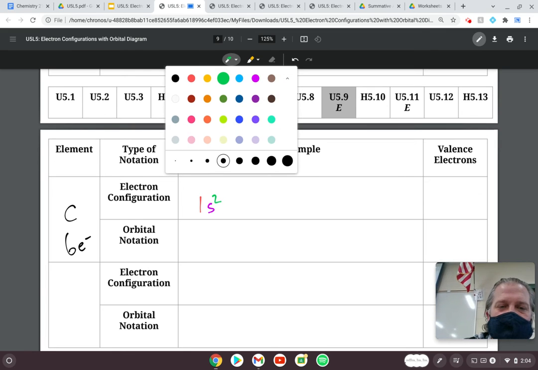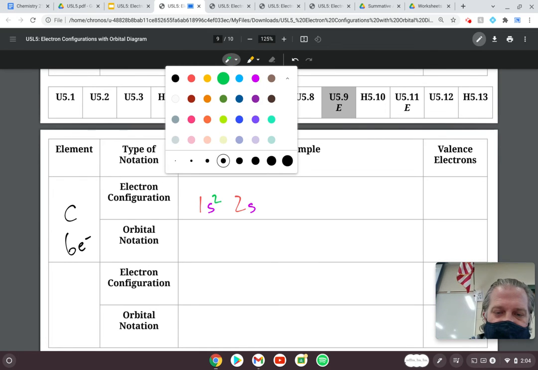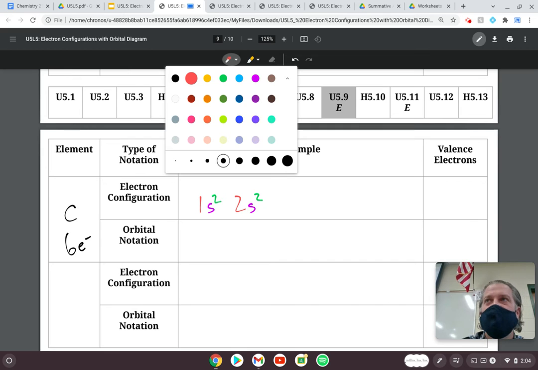And then after 1s, according to Sally, comes what? 3s. Not 3s. 2p. You're getting warmer. Not 2p. 2s. 2s, right? Because that's the next thing that comes. So it's going to be 2s, and the s can hold 2 electrons, so I'm going to put 2 of them in there. After 2s, what comes next? 3s. Not 3s. 2p.